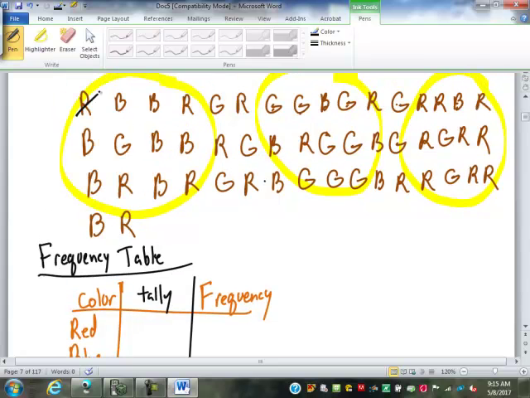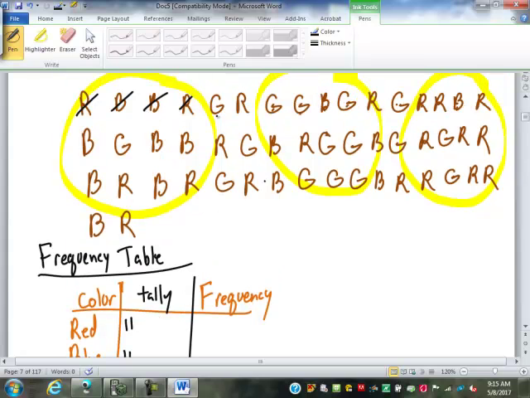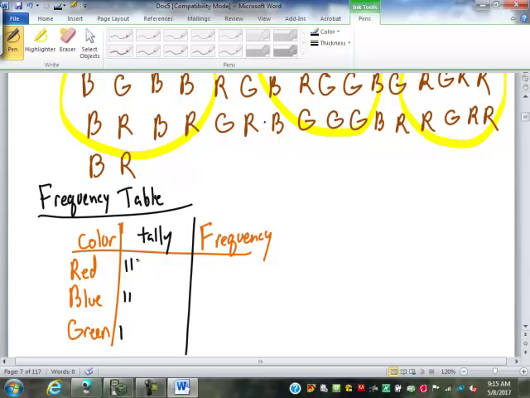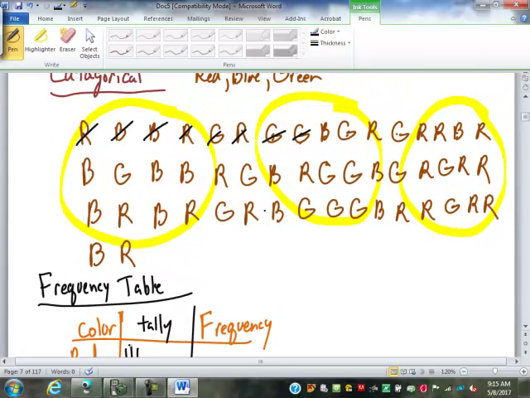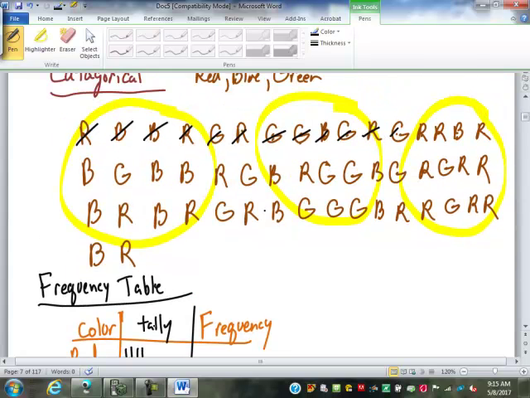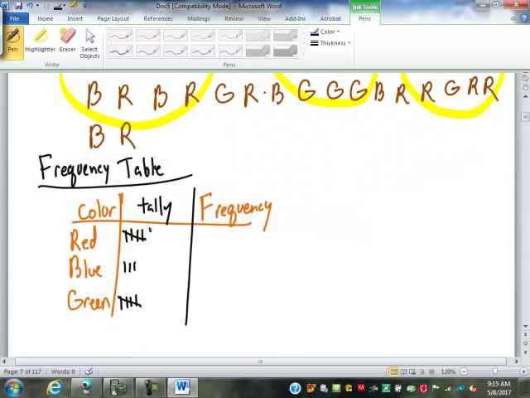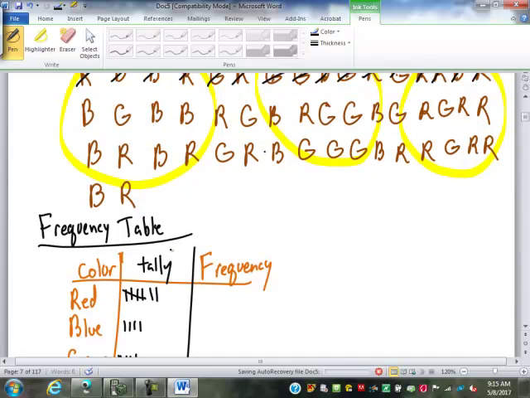So let's see, I've got red, blue, blue, red. Green, red, green, green. Blue, green, red, green. Red, red, blue, red. The prediction of red's looking pretty good so far.